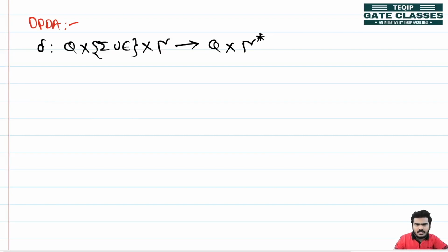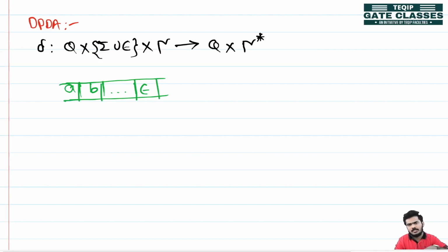So let's consider I have the input like this: a, b, after that anything, and finally we have the epsilon. Remember one thing, in PDA every string is ending with epsilon only. Suppose they have given us a, b, a as a string, then at the end we will use epsilon there. So in every string we will use this epsilon.